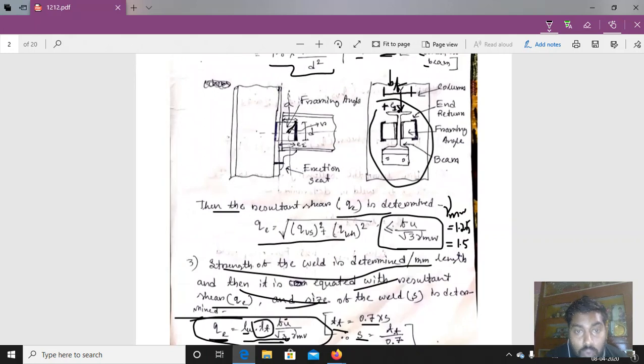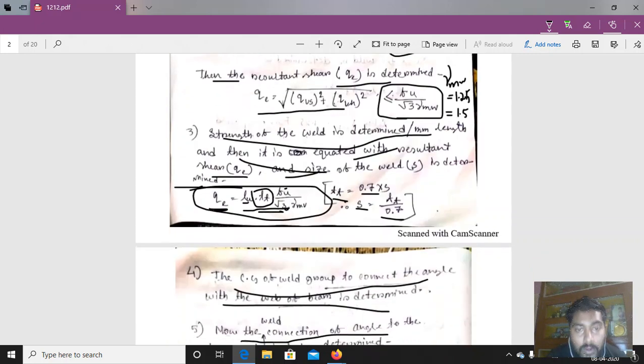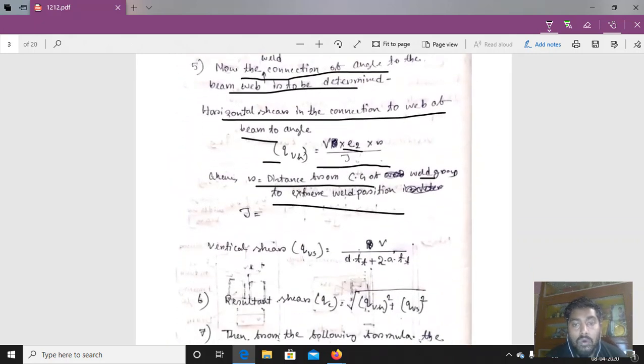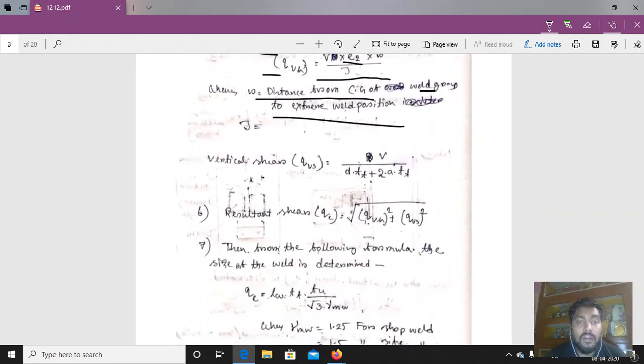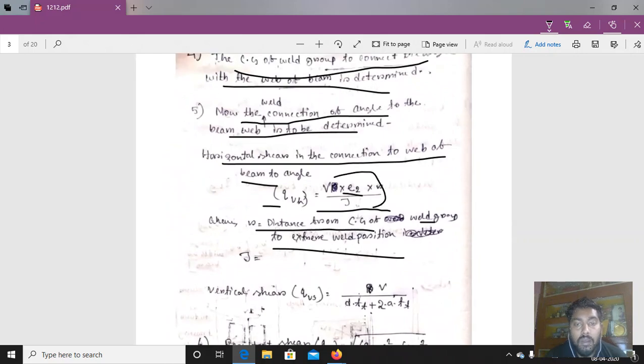Now, what is E2? E2 is the distance from the end of the column flange to the end, so the total bearing length plus the total bearing of the column. So, this is the E2. We have to determine the E2 value and put it here. So from here we can determine the value of the E2.